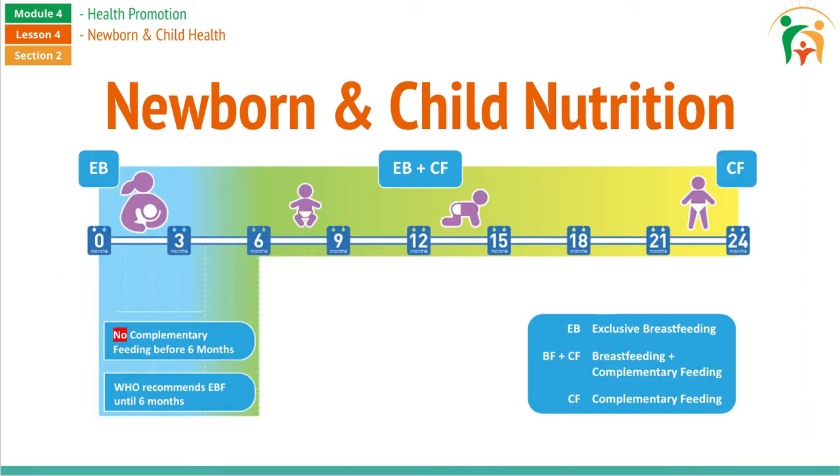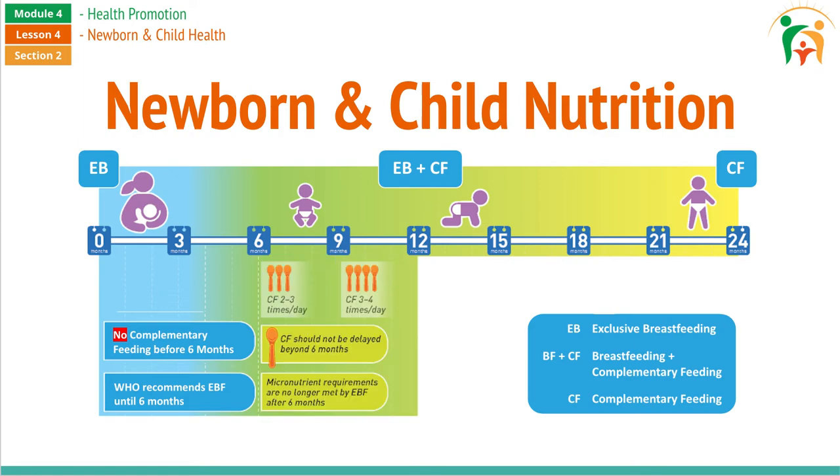Newborn and child nutrition. No complementary feeding before 6 months. WHO recommends exclusive breastfeeding until 6 months. Complementary feeding should not be delayed beyond 6 months. Micronutrient requirements are no longer met by exclusive breastfeeding after 6 months. Earliest introduction of cow's milk should be at 12 months.